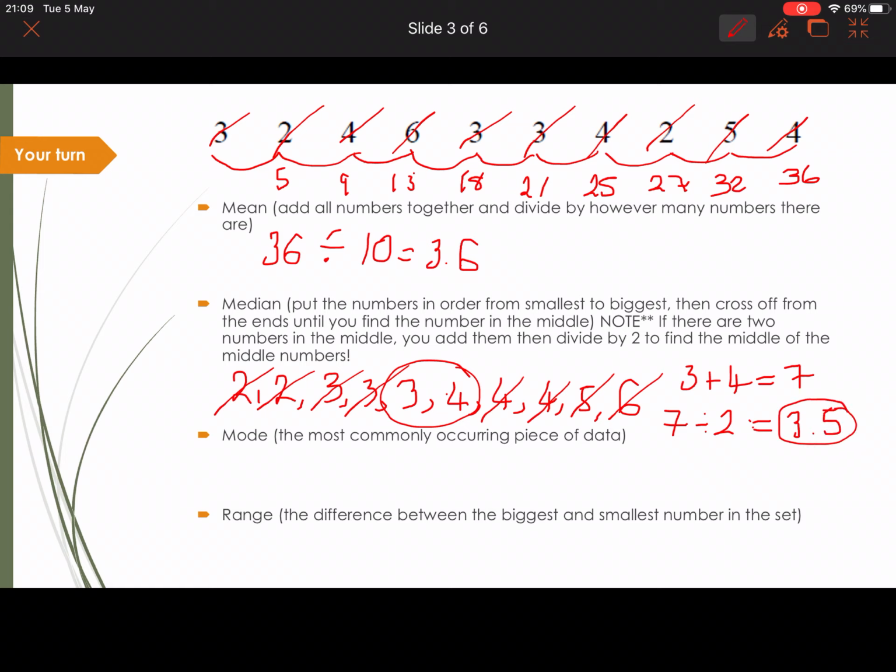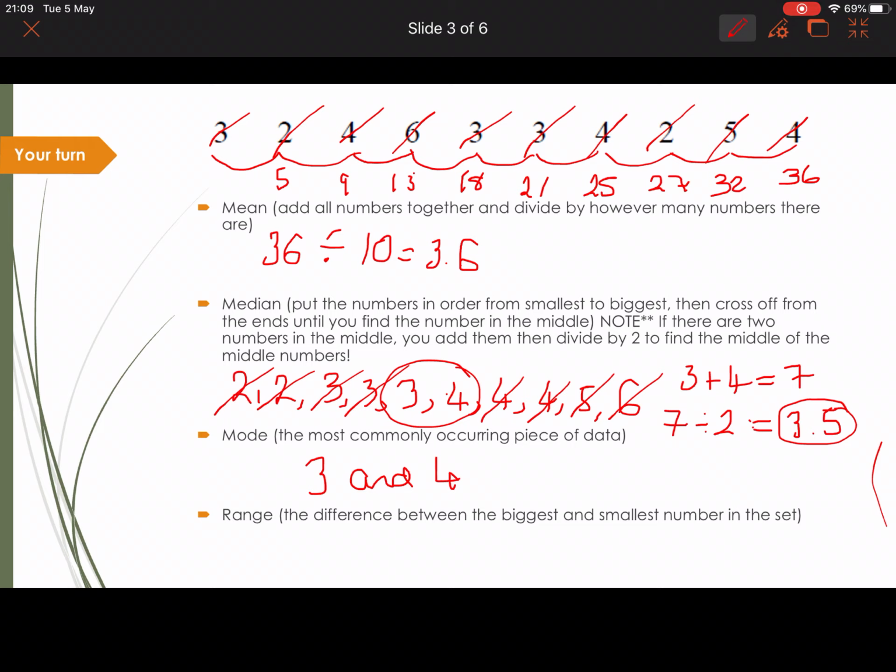The most commonly occurring piece of data from the list above is 3 and 4. And I can write that: 3 and 4. Now it's important for you to know that you can have more than one mode. So if, for example, there was another number that came up 3 times in the list, for example, if 2 came up 3 times, then I would say that the mode was 2 and 3 and 4.